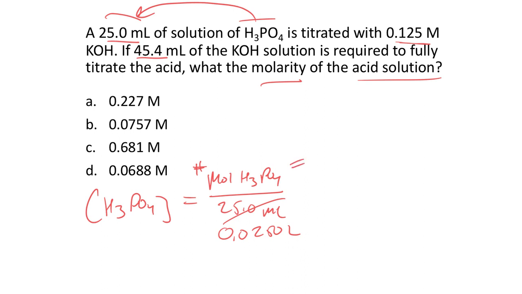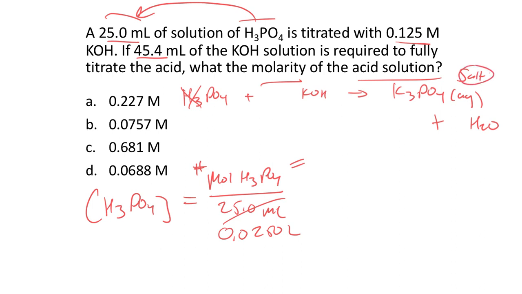So we need to figure out how to calculate the number of moles of H3PO4 that were in that solution. The way we can figure that out is by solving a stoichiometry problem. For the acid-base reaction taking place, phosphoric acid reacts with KOH. When it fully reacts with KOH, it's going to lose all three of these H pluses and go all the way to K3PO4. So we're going to form a salt plus water because this is an acid-base reaction. And so we have our salt here and our water.